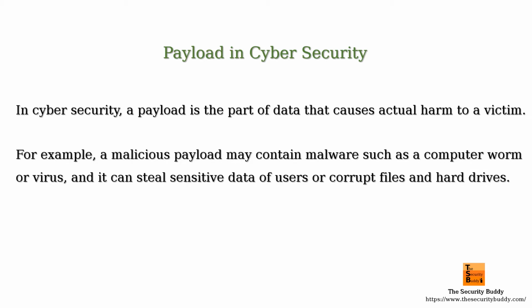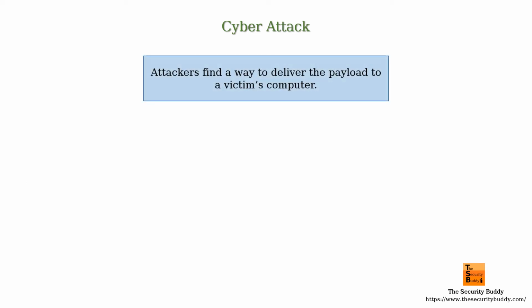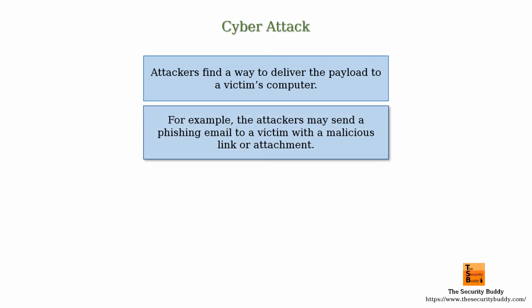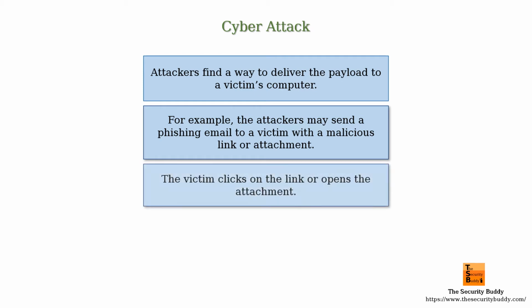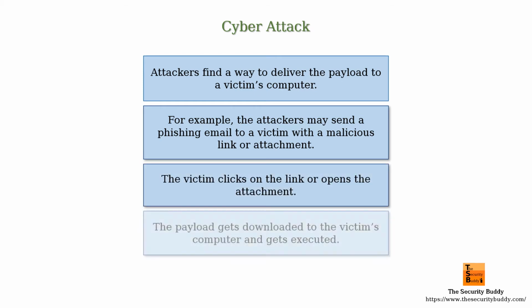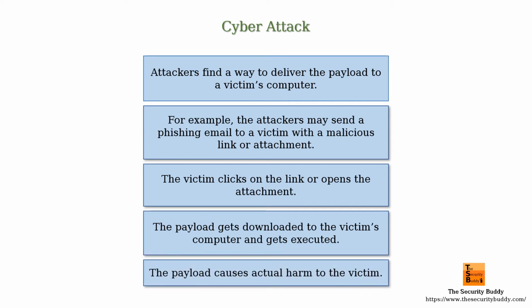In a cyber attack, attackers first find a way to deliver the payload to a victim's computer. For example, the attackers may send a phishing email to a victim with a malicious link or attachment. When the victim clicks on the link or opens the attachment, the payload may get downloaded to the victim's computer and get executed. Now, the payload can cause actual harm to the victim.